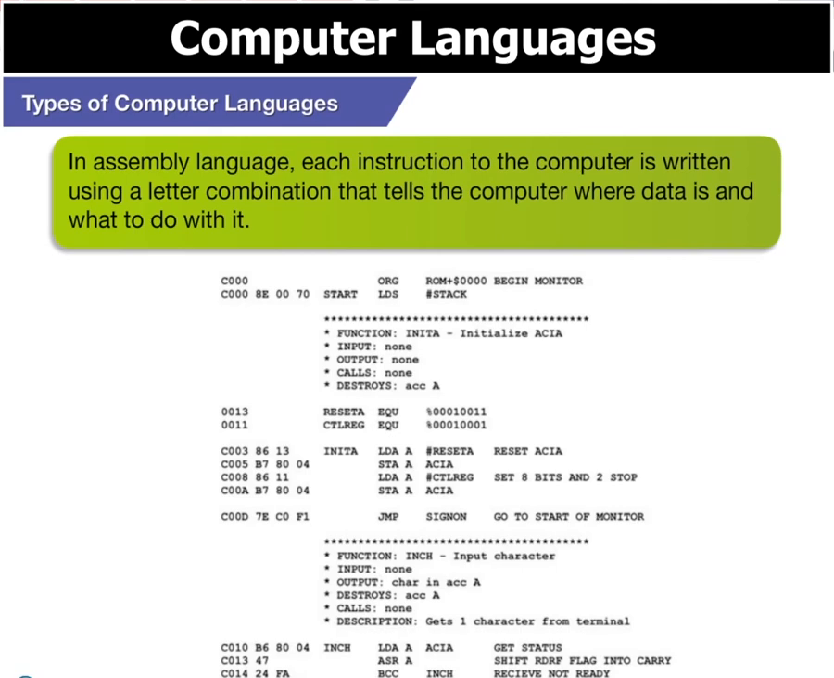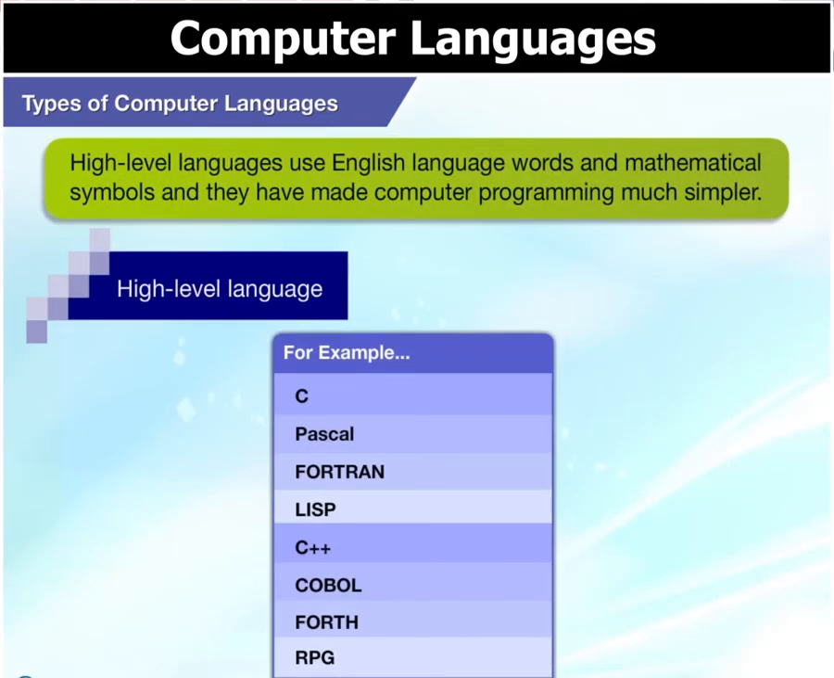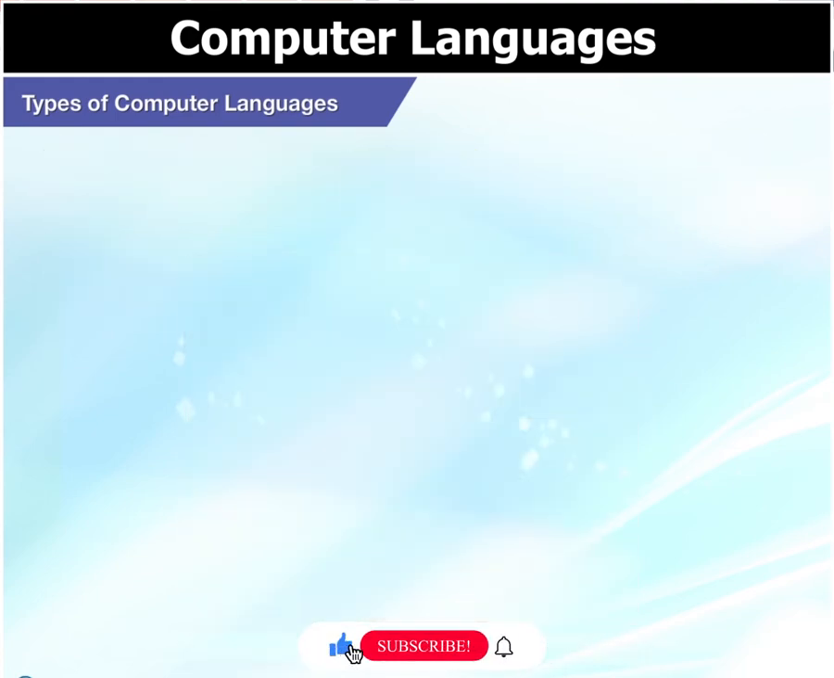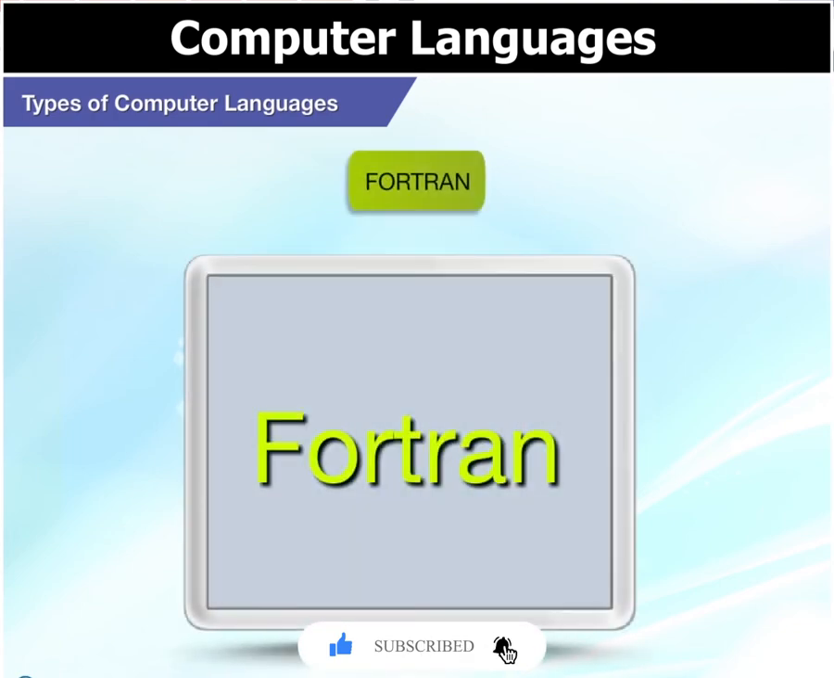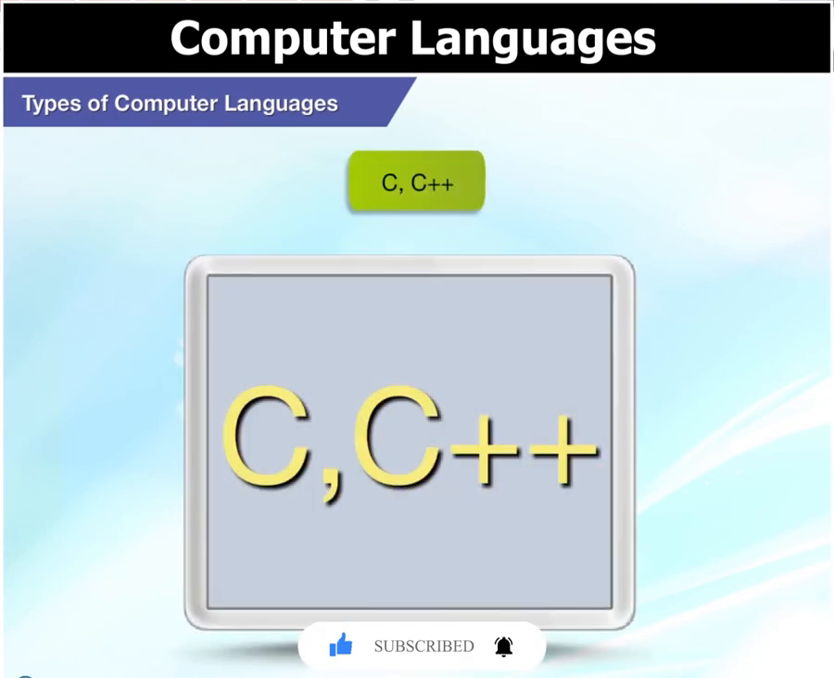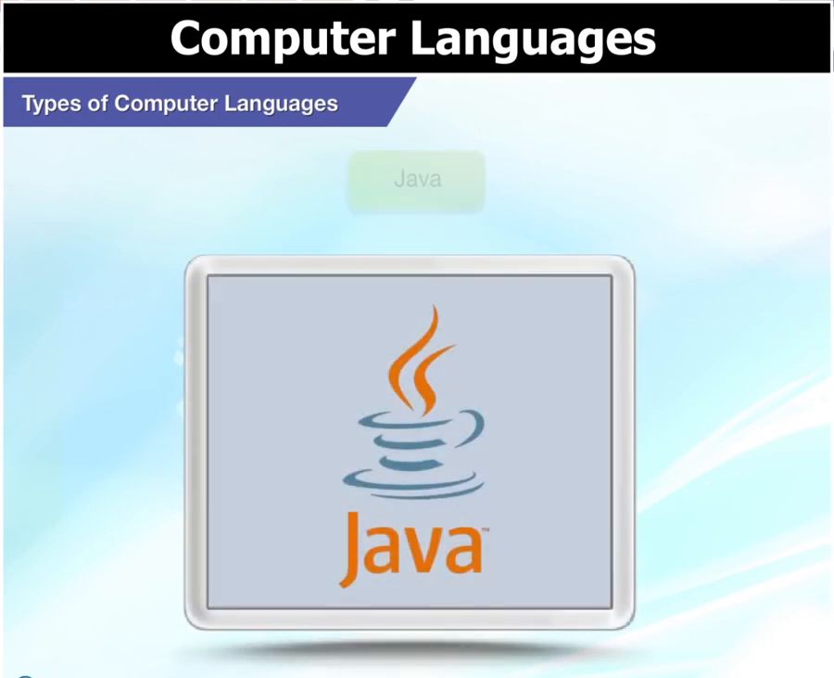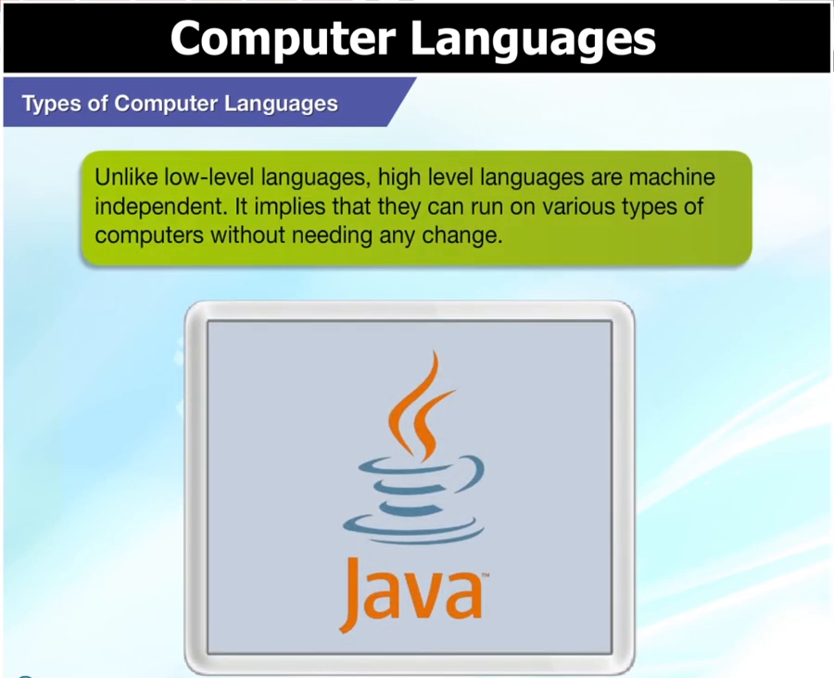What makes high-level languages different? High-level languages use English language words and mathematical symbols, and they have made computer programming much simpler. Some examples of high-level languages are BASIC, COBOL, Fortran, C, C++, and Java. A very important point here is that unlike low-level languages, high-level languages are machine-independent. It implies that they can run on various types of computers without needing any change. So, you don't have to worry about using them only on a specific machine.